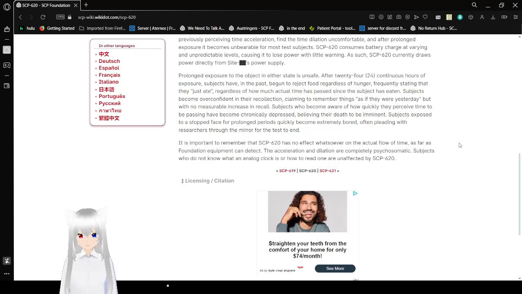It is important to remember that SCP-620 has no effect whatsoever on the actual flow of time, as far as Foundation equipment can detect. The acceleration and dilation are completely psychosomatic. Subjects who do not know what an analog clock is or how to read one are unaffected by SCP-620.